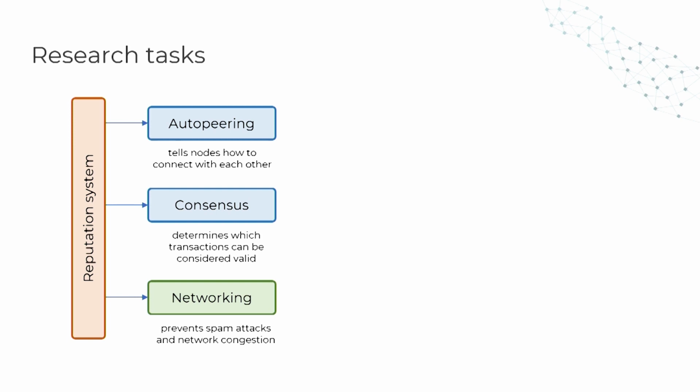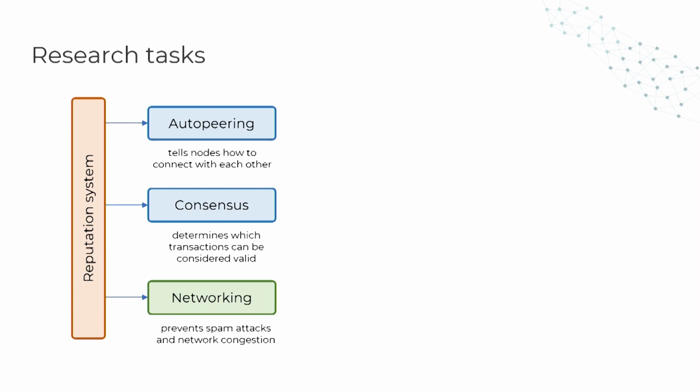What are the main project, the main sub-project and task that we're interested in right now, and how does the VDF come into the game? So the main building blocks right now, I depicted here, these four. First of all, auto-peering: how nodes can discover each other and how they interact with each other. Then the consensus mechanism, so which transaction will be part of the network. And the networking layer in order to deal with spam attacks and congestion control.